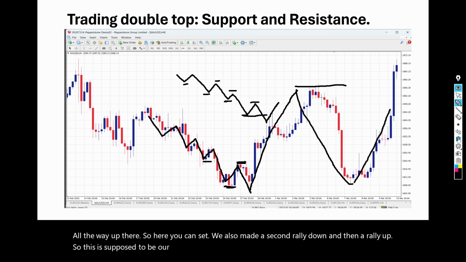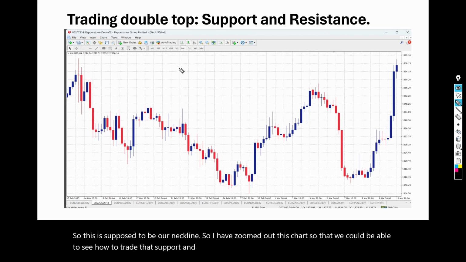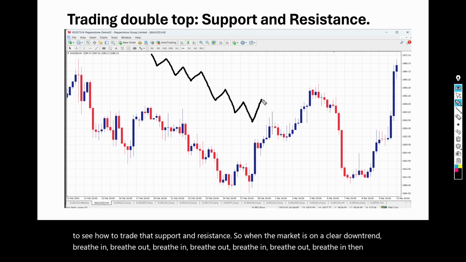So I have zoomed out this chart so that we could be able to see how to trade the support and resistance. So when the market is in a clear downtrend, the market then breaks the structure.